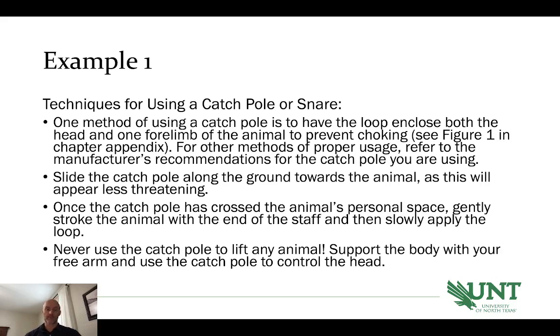So here's an example. Techniques for using a catch, pull, or snare. Now these examples come from the Animal Control Officer Training Manual that we're going to be using later on in the semester. So we have our bullet list. One method of using a catch pull is to have the loop enclose both the head and one forelimb of the animal. So there's a couple sentences in the first bullet. Second bullet is slide the catch pull along the ground towards the animal. Third one, once the catch pull has crossed the animal's personal space. And then the fourth one, never use the catch pull to lift any animal.